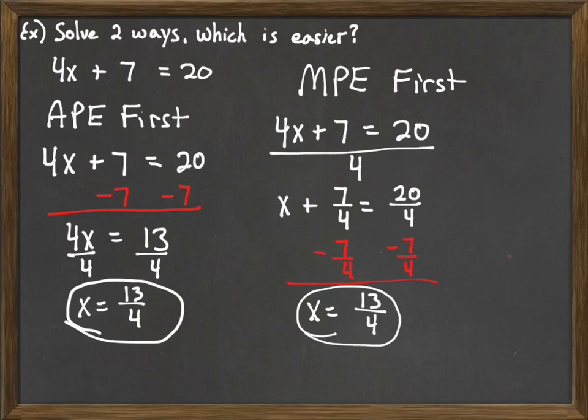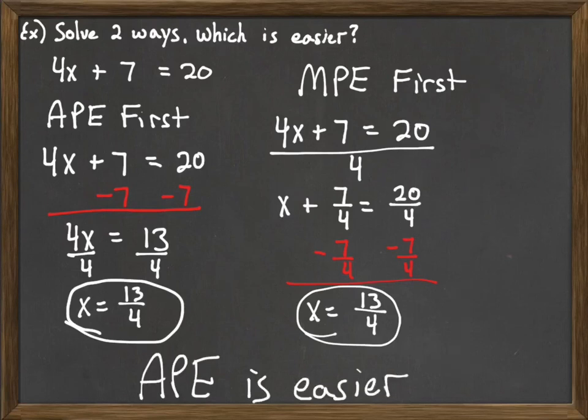But because of the possibility that we could make a mistake here and get a wrong answer, and because now we're dealing with these messy fractions, I think you would probably agree that the addition property of equality is easier. And so in general, we take care of moving stuff from one side to another first before we worry about that division step.